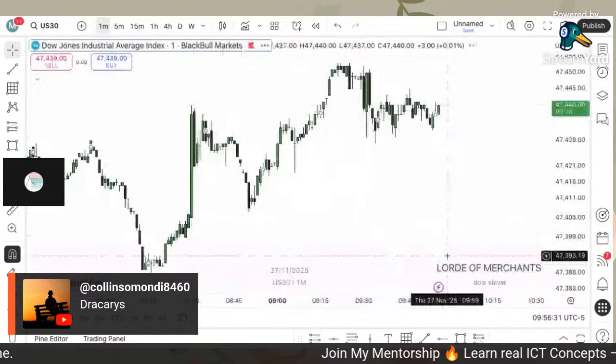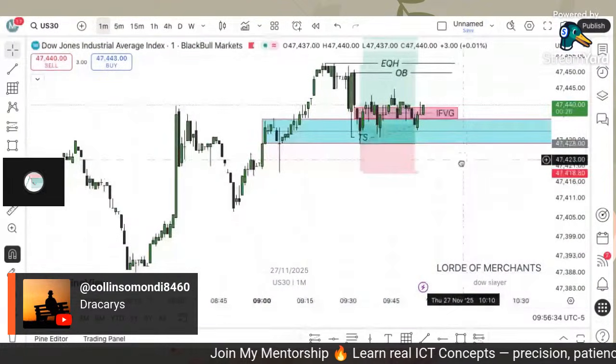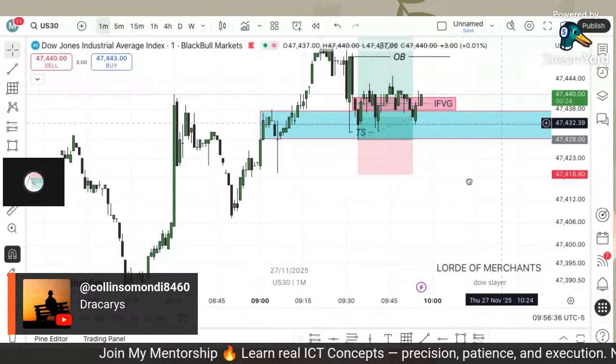Let's just wait and see what's going to happen. My Dow is trying to go higher. Dow Jones is trying to go higher. So let's wait and see.